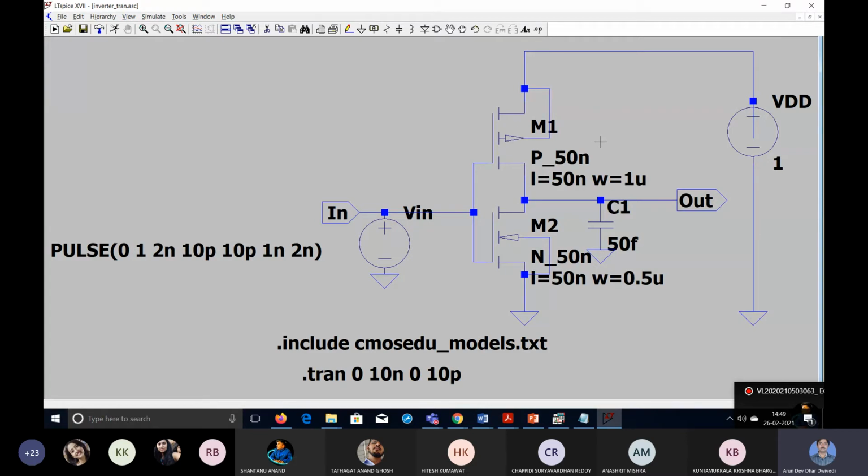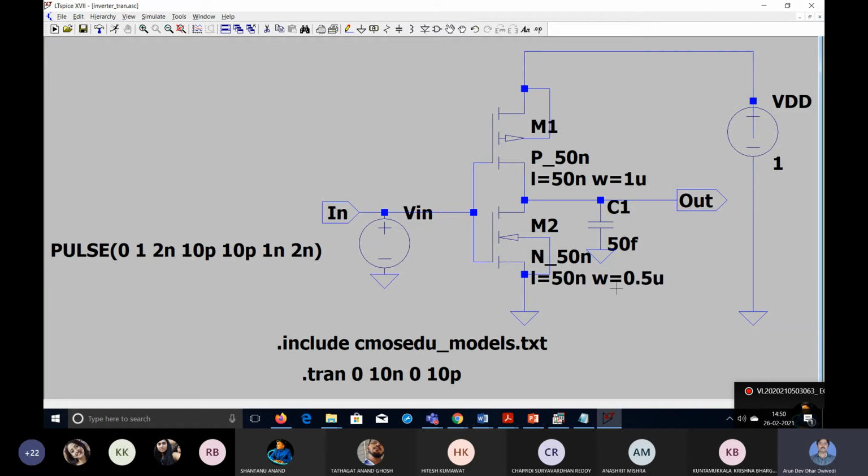To make Kn equal to Kp, there is a requirement that Wp should be 2 times Wn. Wn is 0.5, Wp is 1 micron. So Wp should be 2 times the width of the NMOS. These are the few requirements which we have considered during the simulation. This is why we are getting the perfect simulation. Otherwise, it will not be as good as expected.